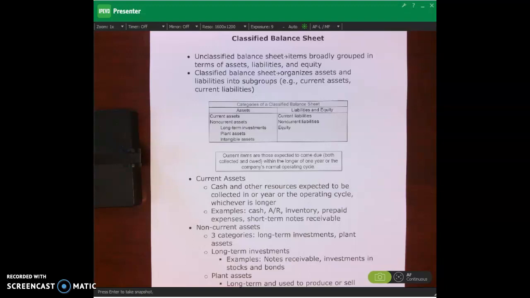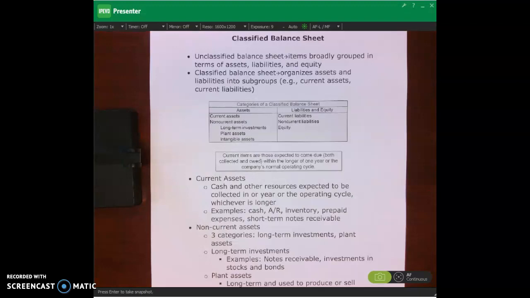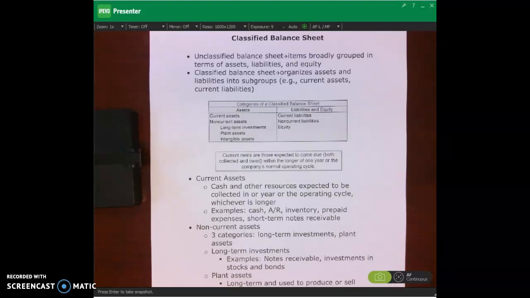So what I've been showing you so far in this course is the unclassified balance sheet. We show assets, liabilities, and they're very broadly grouped. We haven't gone through and said, all right, these are called our current assets, and these are our long-term investments, plant assets and intangible assets. We haven't classified our assets. We just said, here's our assets. Same thing with our liabilities.